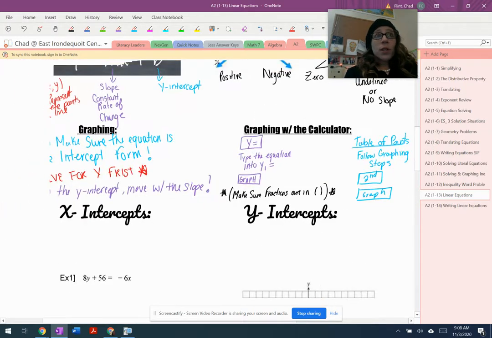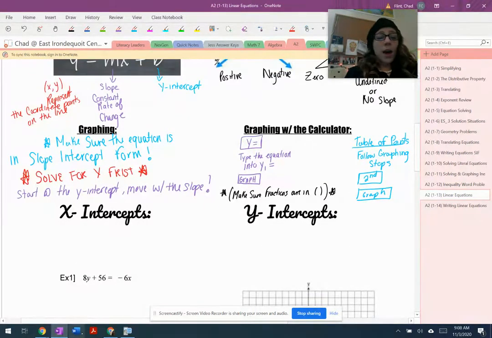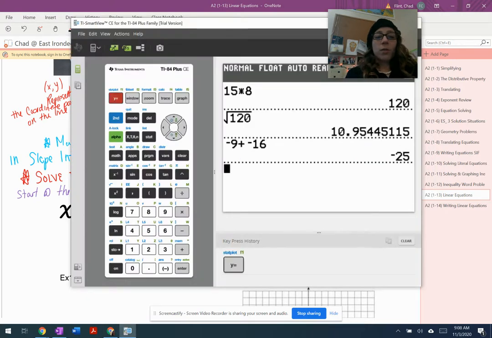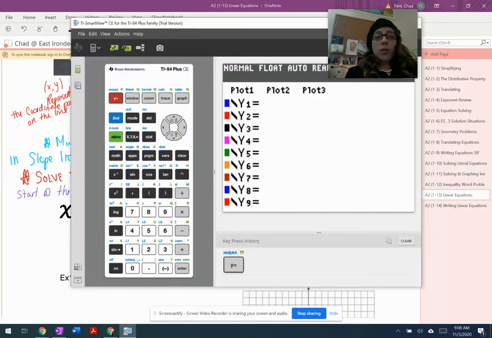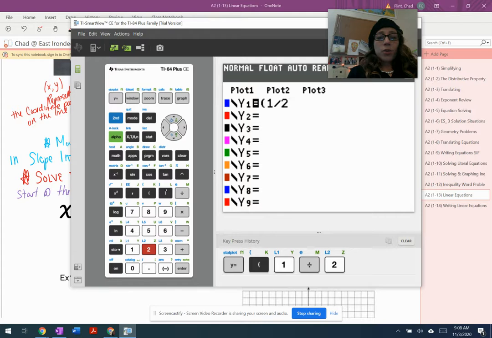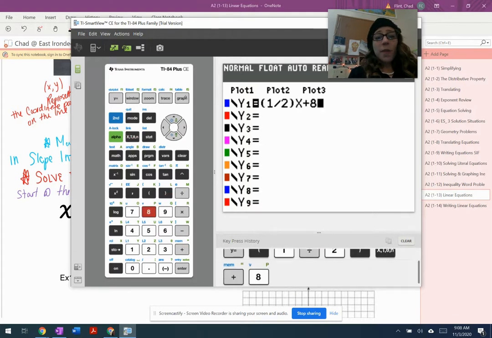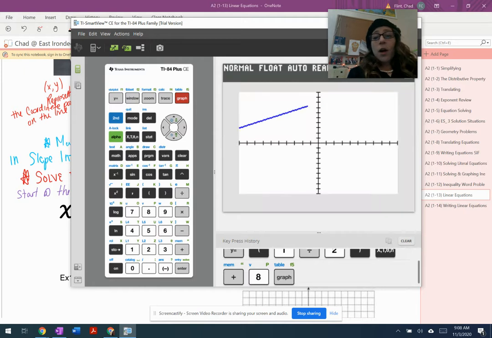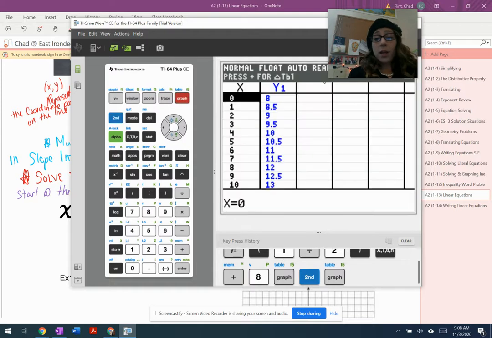So let's say, for example, that I was going to graph the equation. I would go to y equals first. Let's say my slope is 1 divided by 2, x plus 8. And then I can hit graph. Boom, you can see I've got my line graphed there. If I needed the table of points to go through and plug all those points in, I could just hit second and graph to get to the table.